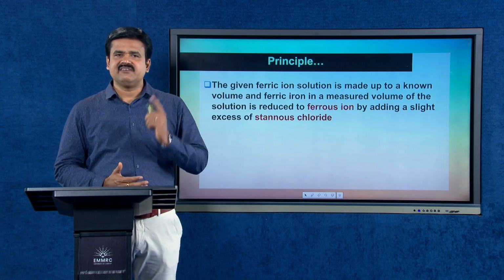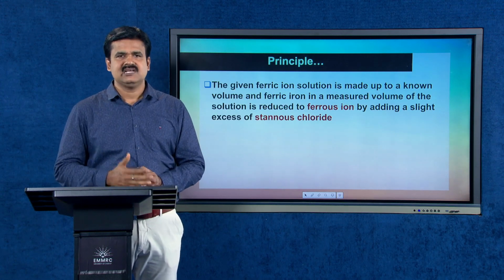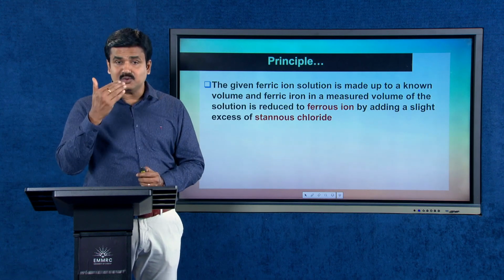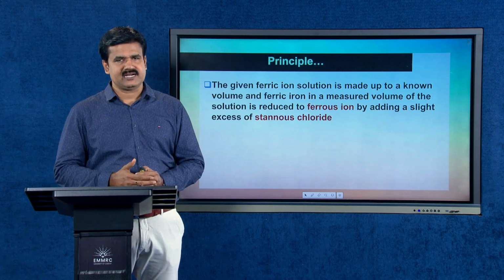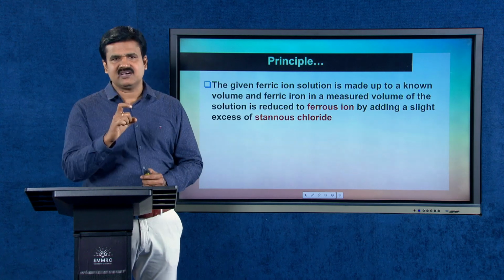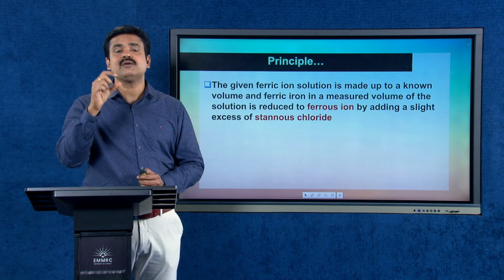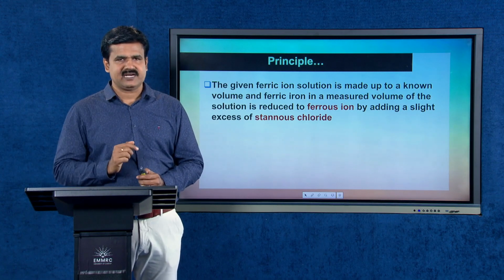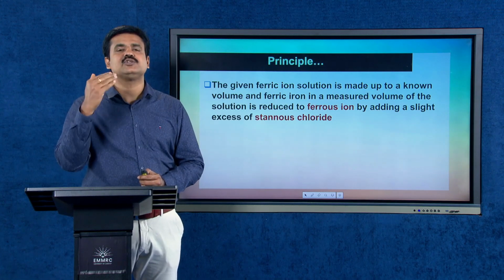Now, the given ferric ion solution is made up to a known volume and ferric ion in a measured volume of the solution is reduced to ferrous ion by adding slight excess of stannous chloride. This is very important part of the experiment. Here we are quantitatively converting all the ferric ion present in a given volume of the solution to ferrous ion by using stannous chloride. Only ferrous ion can be oxidized by potassium dichromate to ferric ion.